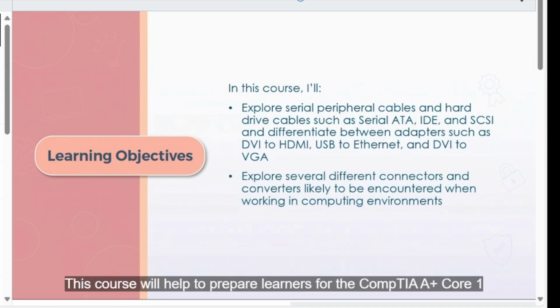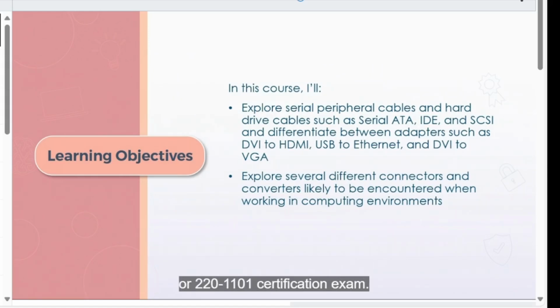This course will help to prepare learners for the CompTIA A+ Core 1 or 220-1101 certification exam.